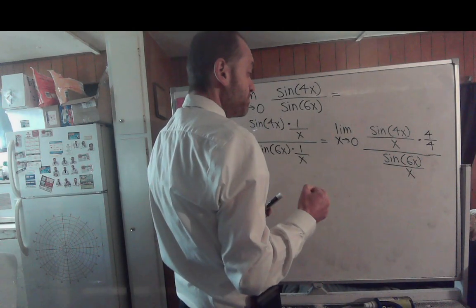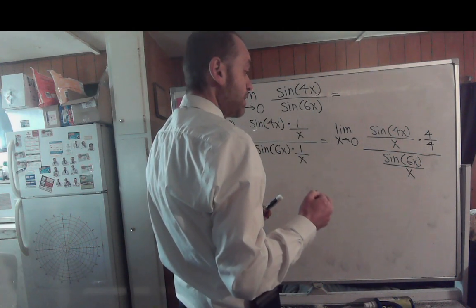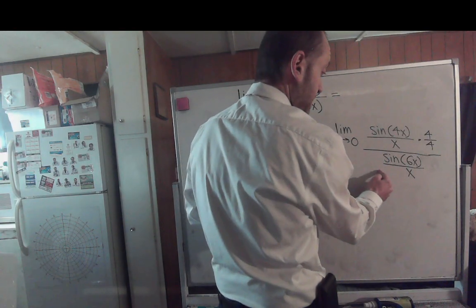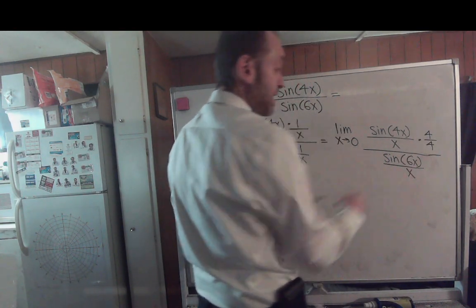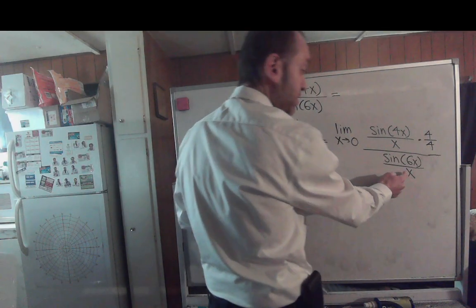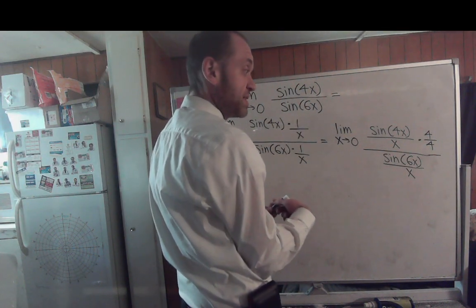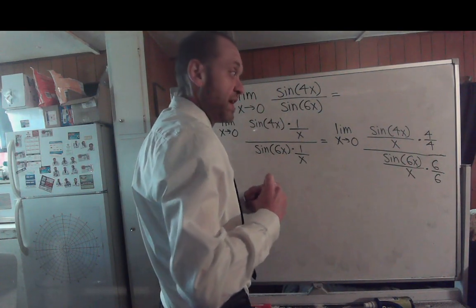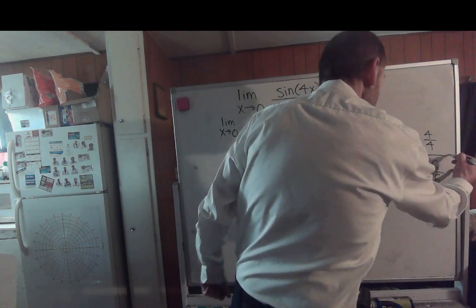And then you have here, in the denominator, sine of 6x over x. We need to convert the denominator into a 6x. So we multiply that denominator by 6 over 6, and we still haven't changed the value of the function. Now let's see exactly what you're up against.